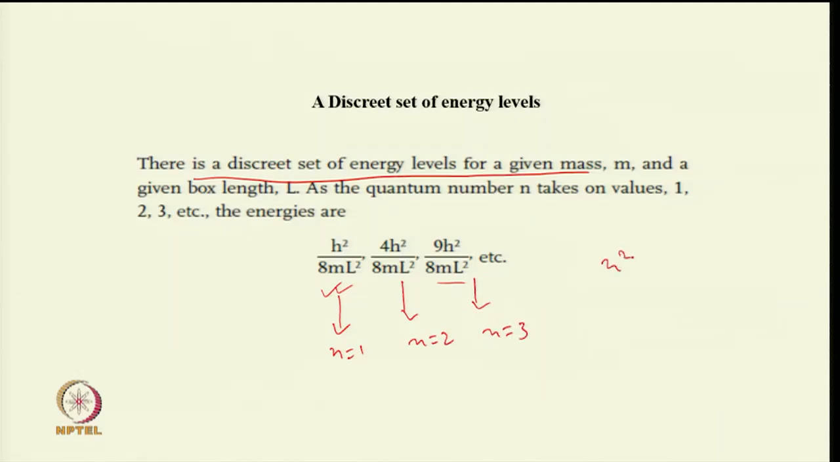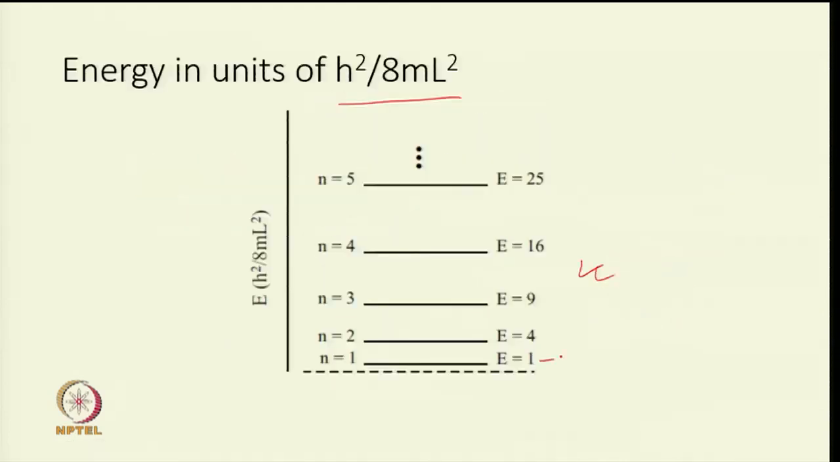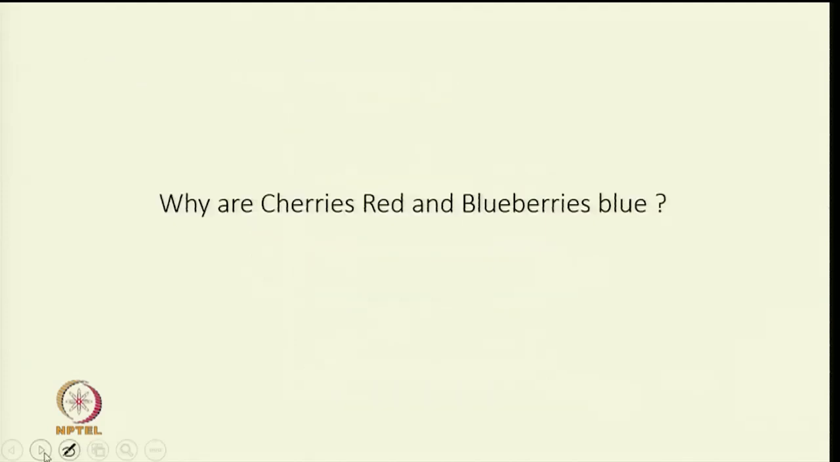As we know, the energy is given by n square h square by 8mL square. So if n is equal to 1, you have h square by 8mL square, when n is equal to 2, you have 4h square by 8mL square, and when n is equal to 3, you have 9h square by 8mL square. So here your energy is expressed in the unit of h square by 8mL square. When n is equal to 1, energy is 1 times h square by 8mL square. When n is equal to 2, energy is 4 times h square divided by 8mL square. So now we know the energy of different levels.